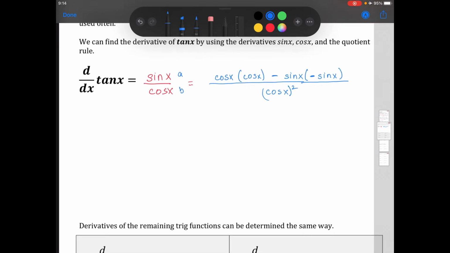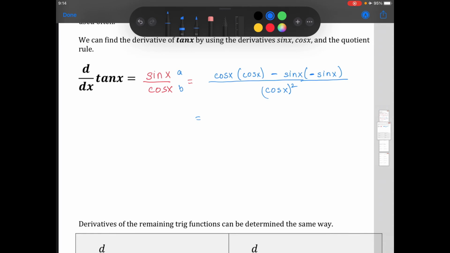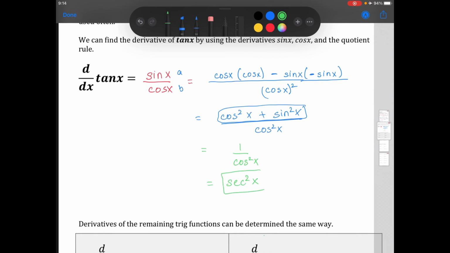So that's what we got. If we simplify this, I get what? Cosine square x plus sine square x over, can I rewrite this also as cosine square x? Now, this is your Pythagorean identity, right? So that would be what? Just 1 over cosine square x. 1 over cosine square is what? Secant square x. So the derivative of tangent x is secant square x.